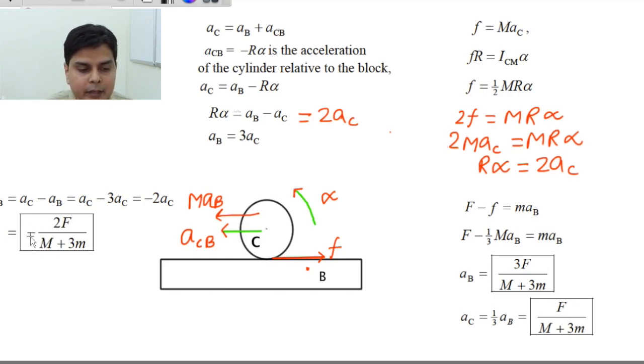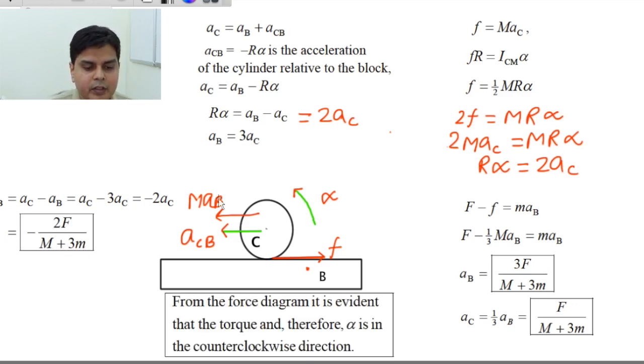You see this minus sign is coming because this ACB is going backward. If somebody asks to find alpha, then alpha will be ACB divided by R with the minus sign. So this alpha will be 2F by capital M plus 3 small m, divided by R. As we can easily see from the force diagram also, it is evident that the torque and therefore alpha is in the counterclockwise direction. The only torque acting is in this direction.